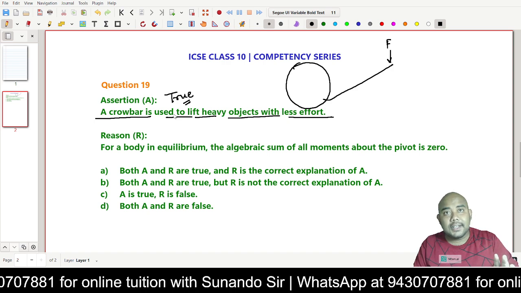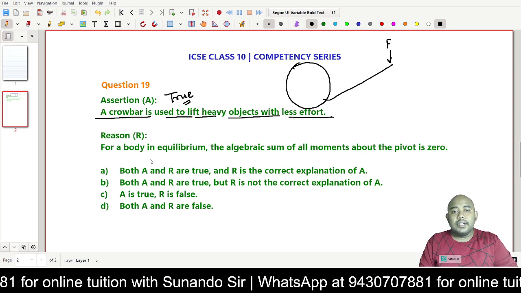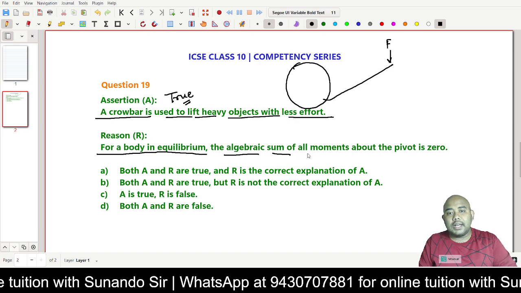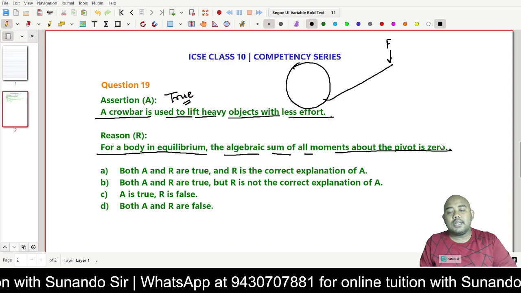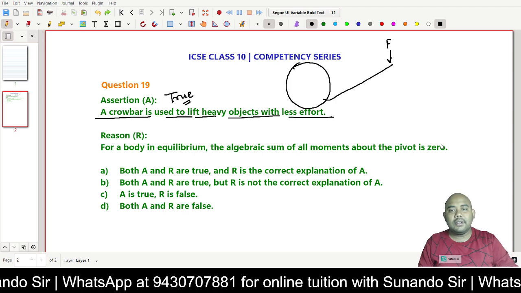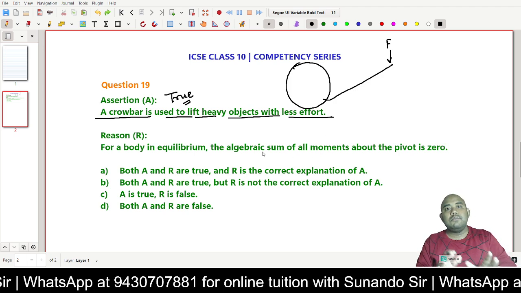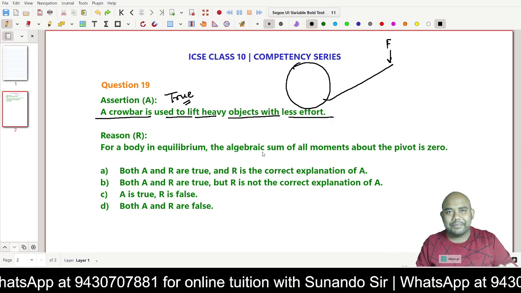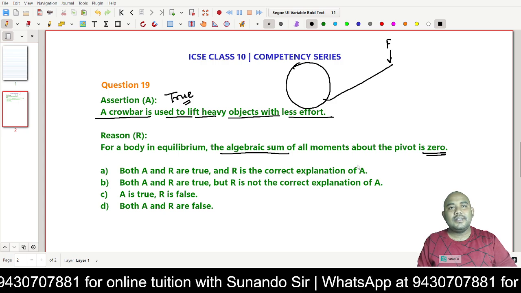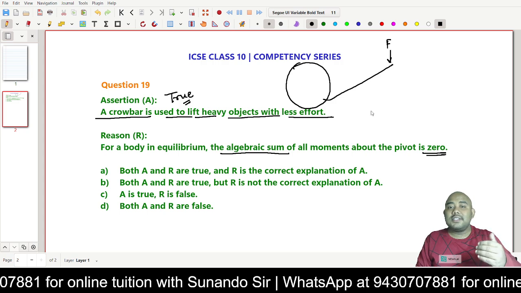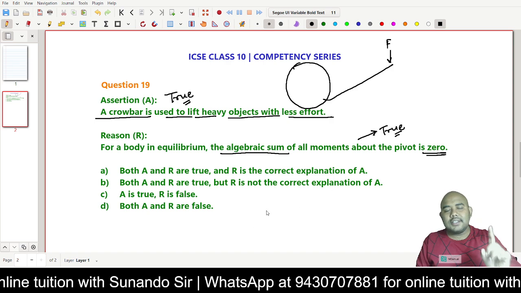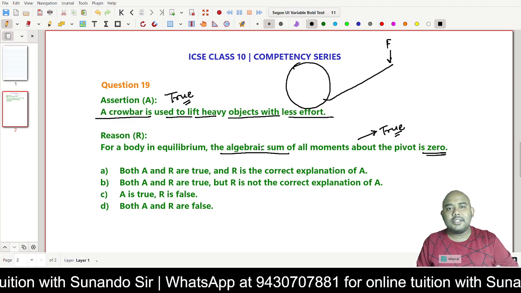But then let us read the reason. Reason: for a body in equilibrium, the algebraic sum of all moments about the pivot is 0. Now, this is a condition for equilibrium. When a body is in equilibrium, the anti-clockwise moments and the clockwise moments are equal. So, their algebraic sum will always be 0 about the pivot. That means this statement is also true, but is this reason the correct explanation of the assertion?